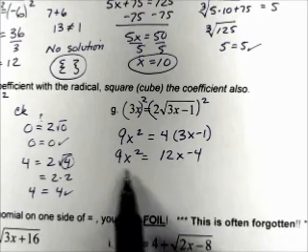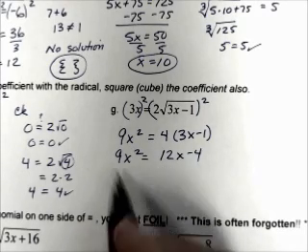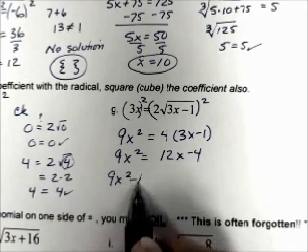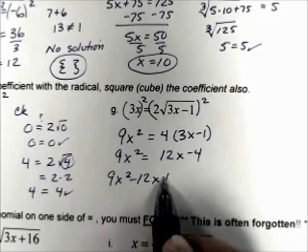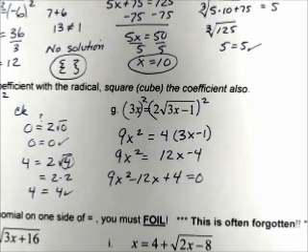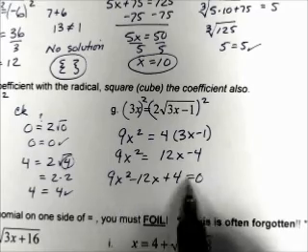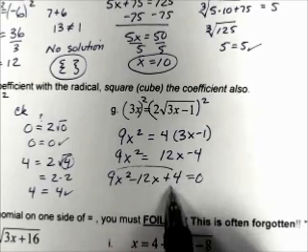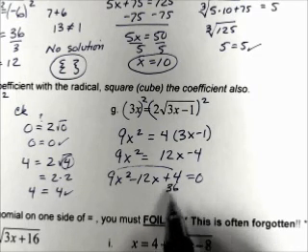Again, it's quadratic, so put it in standard form. Subtract 12x. Add 4. Now we need to factor. We need to multiply. 9 times 4 is 36. The factors of 36 that add to negative 12 are negative 6 and negative 6.